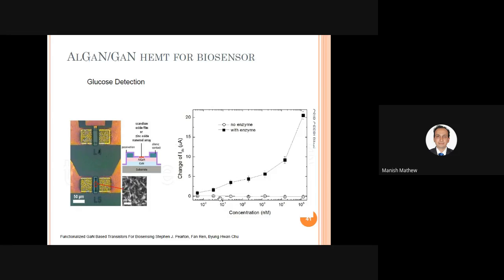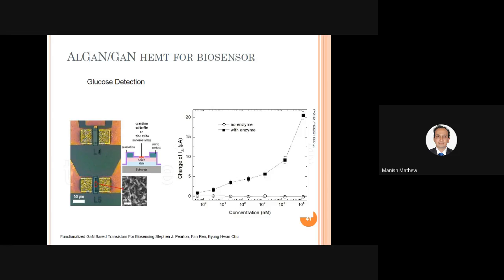If we are not applying any enzyme, so if you look at these black and white circles, then even if we change the concentration, the current will almost remain flat. But with this enzyme, if we change the concentration, you can see that the current increases. So once you get an increase in current, it means there is a presence of glucose, and then you can realize, okay, this person has sugar, or so much sugar.